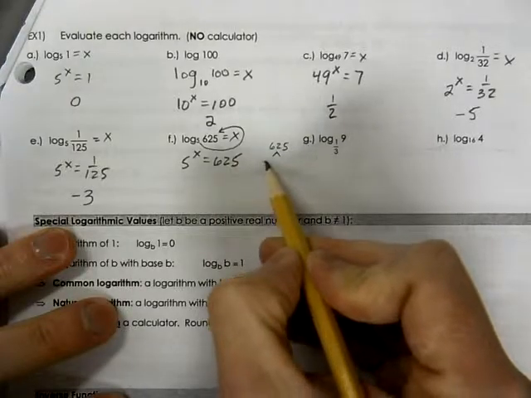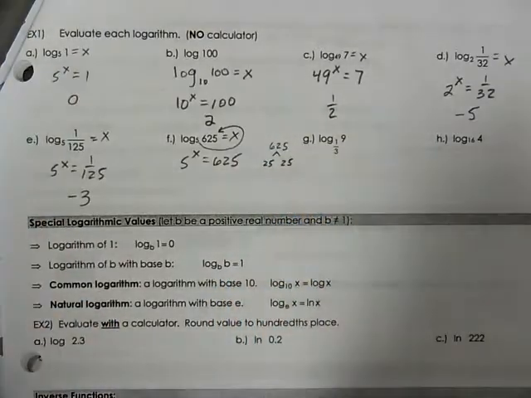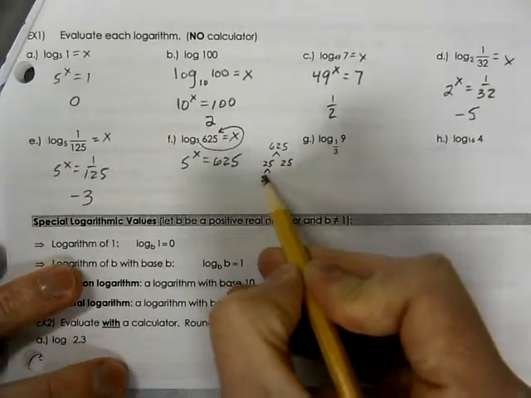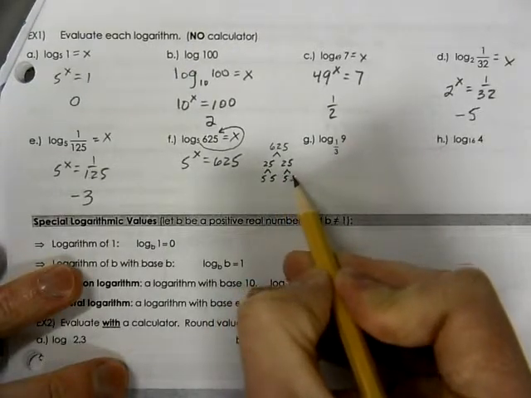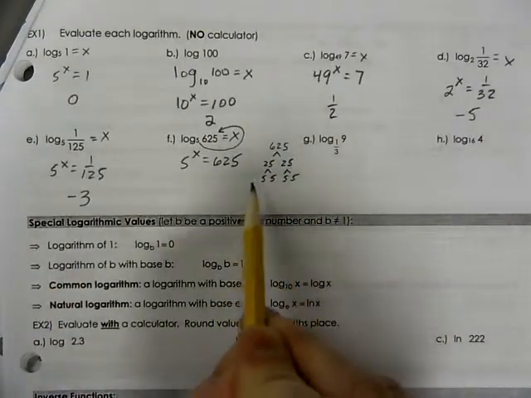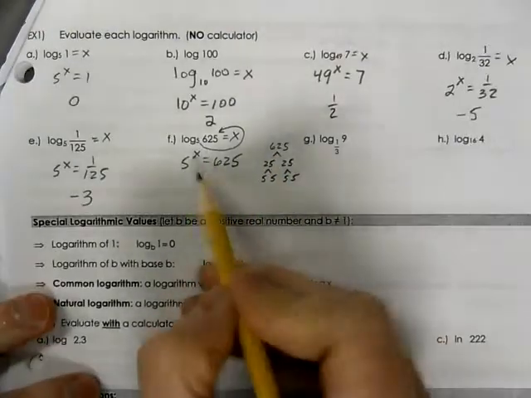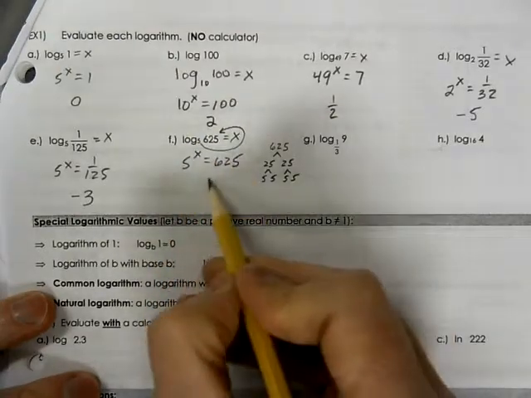625 is 25 times 25. I know that that's 625. 25 and 25 is made up of 5 times 5 and 5 times 5. So I know that 5 to the 4th power makes 625. So my x, or my evaluating, would have to be 4.